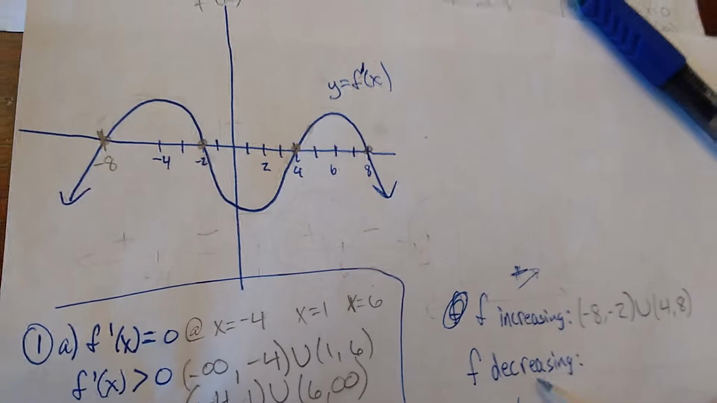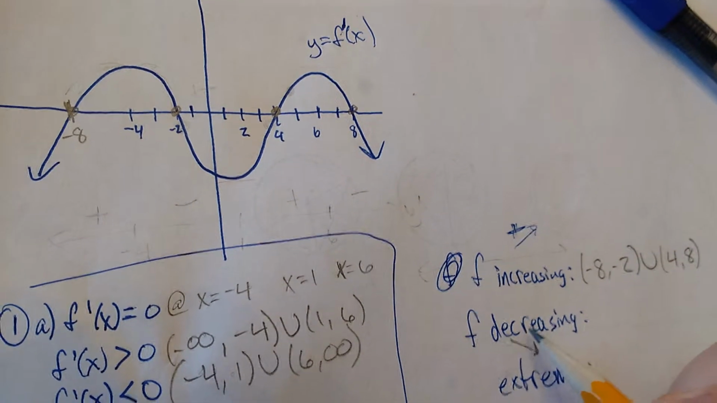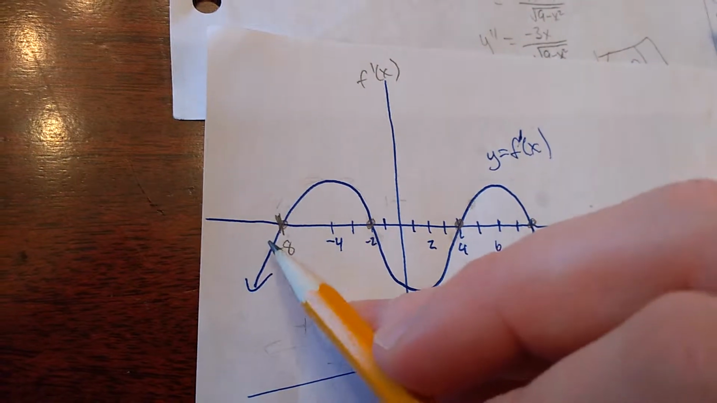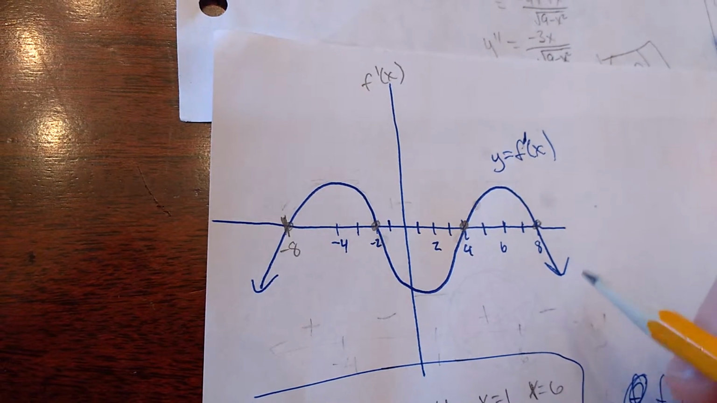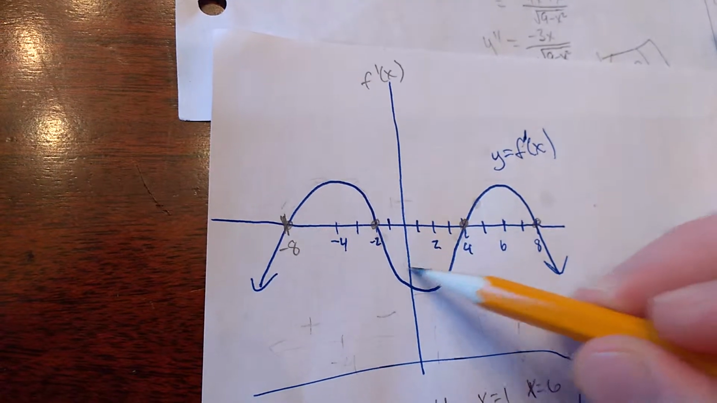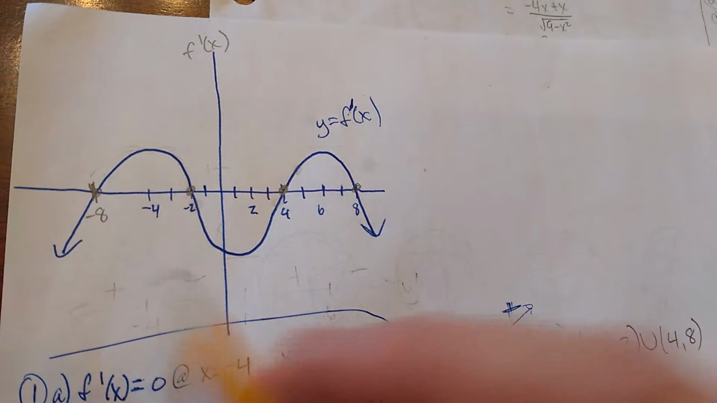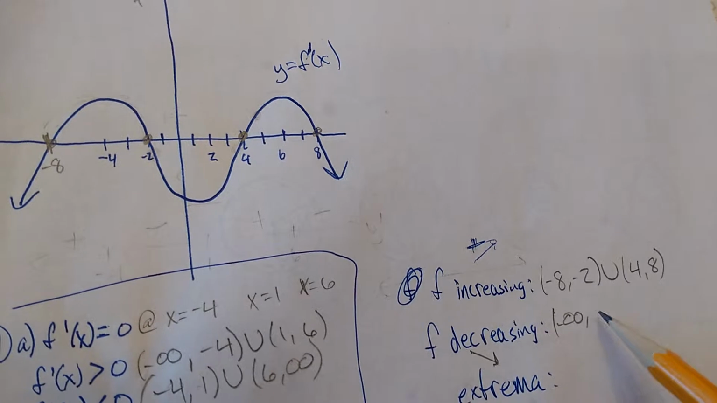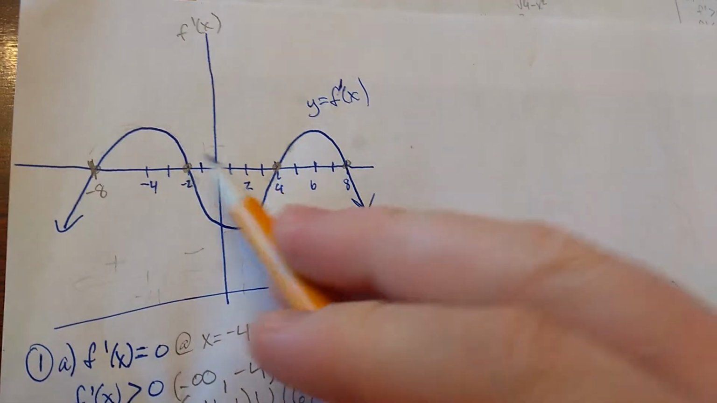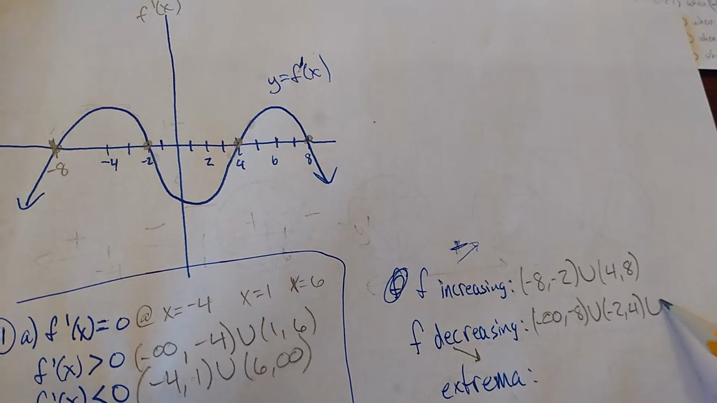Or is it decreasing? Well, that's negative slope. Decreasing means going down. So where does my original have a negative slope? Come up here. The slope is negative right here. The slope is negative down here. And the slope's negative out here. Remember, all these y values are values of the slopes. Can't say that enough. So negative infinity to -8. You can write these out. I guess I will. -2 to 4. And 8 to infinity. That would be where it's decreasing.